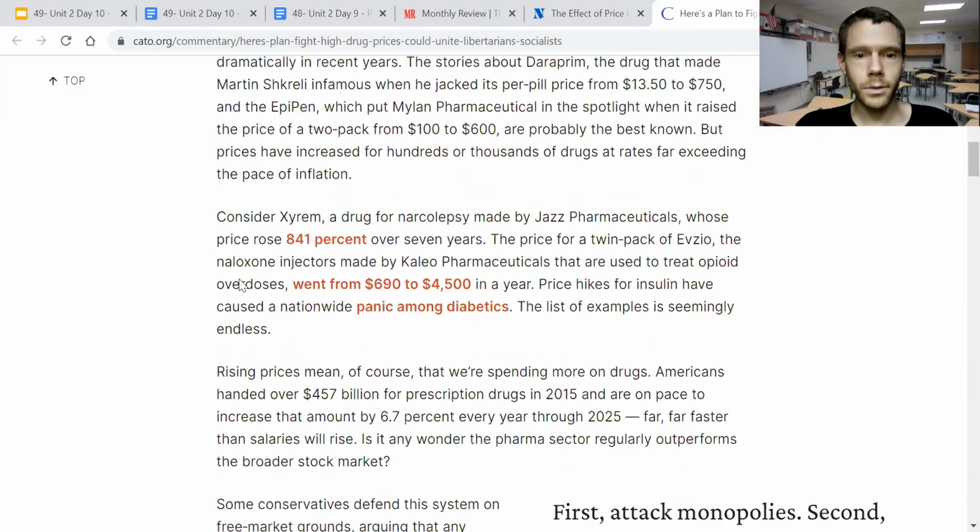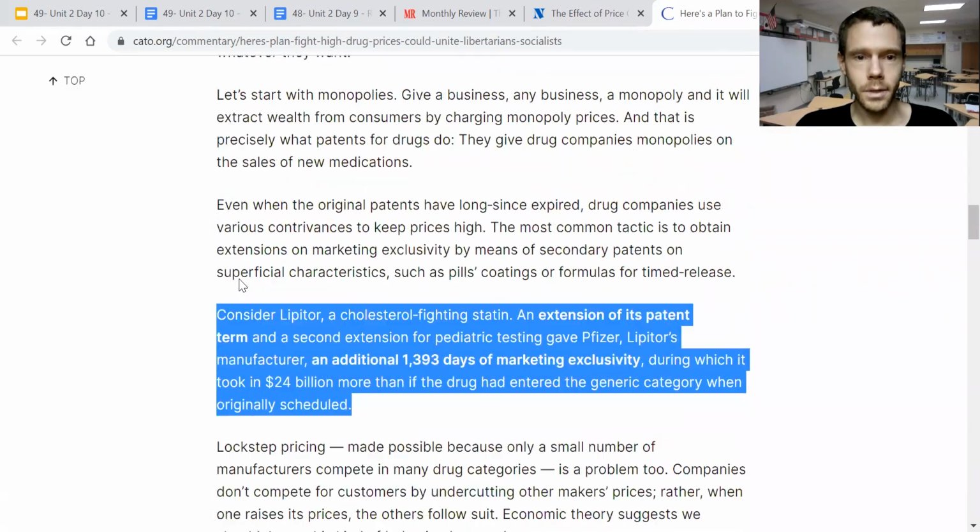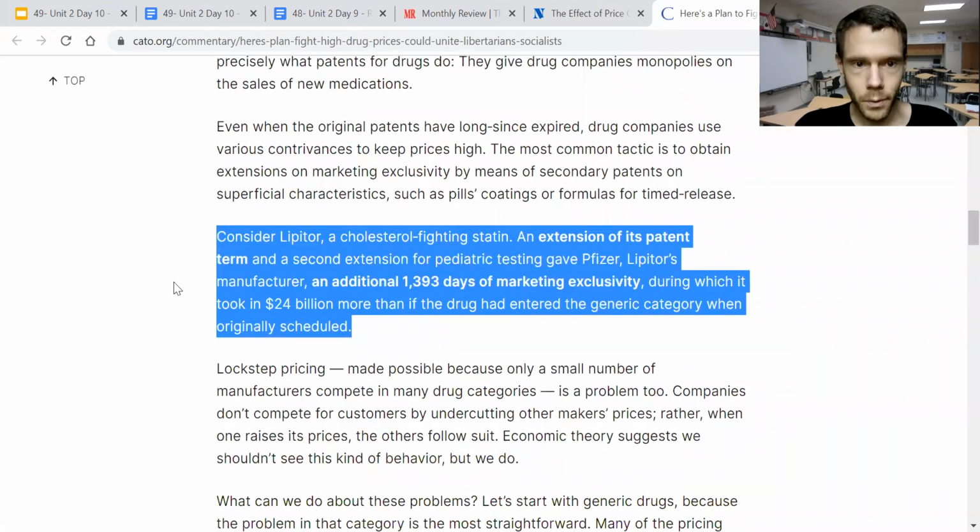So I'm just going to scroll down to one part that I highlighted, just something to think about as an example. In this case, we have Lipitor, which is a cholesterol-fighting statin. An extension of its patent term and a second extension gave Pfizer, their manufacturer, an additional 1,393 days of marketing exclusivity, during which it took in $24 billion more.